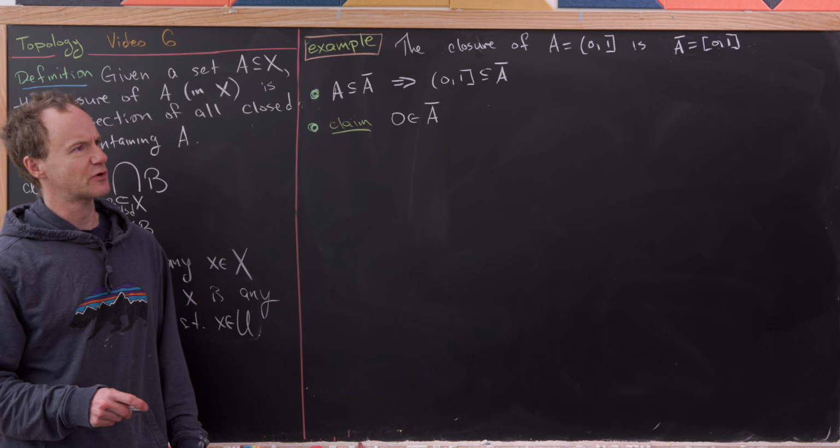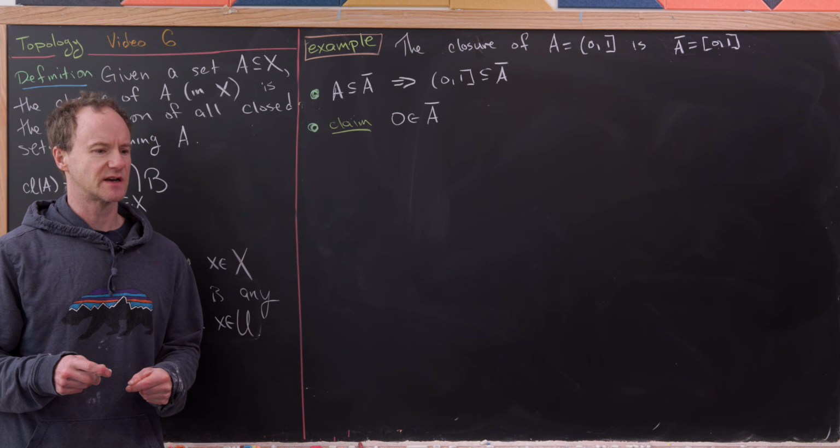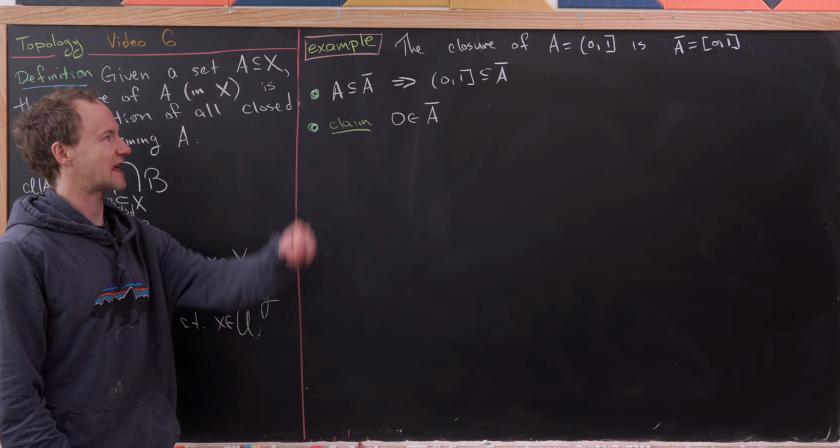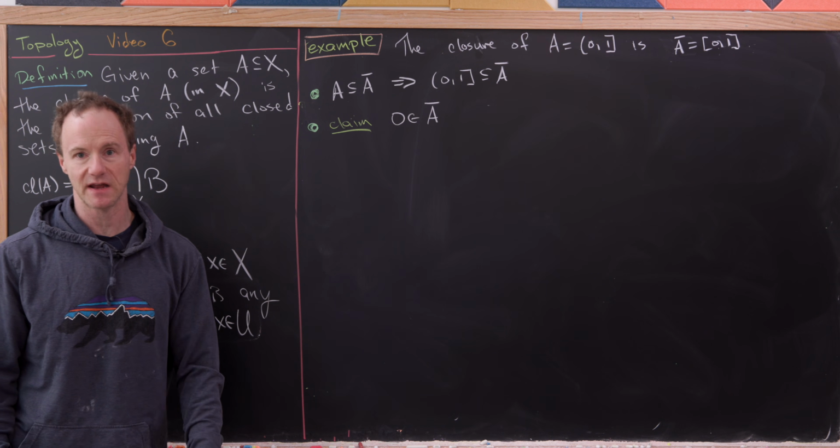Okay, so let's prove this, perhaps not the most efficient way, but we'll prove it using some techniques that I think will have a nice carryover. And so let's observe that A is always a subset of its closure.